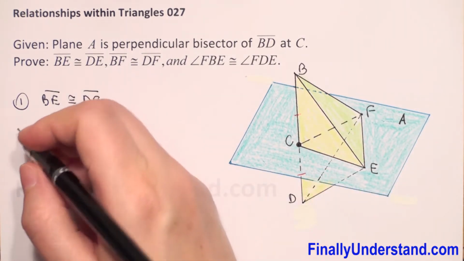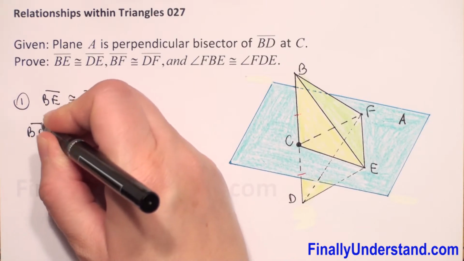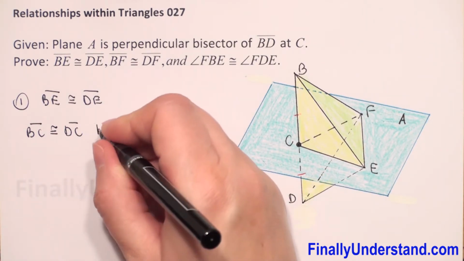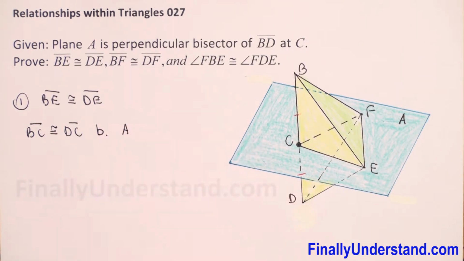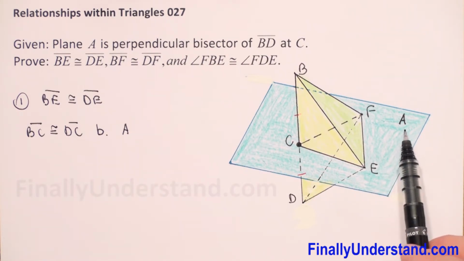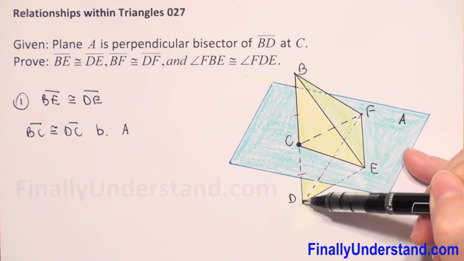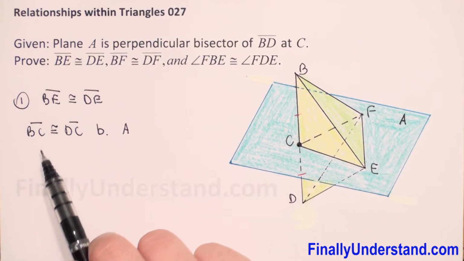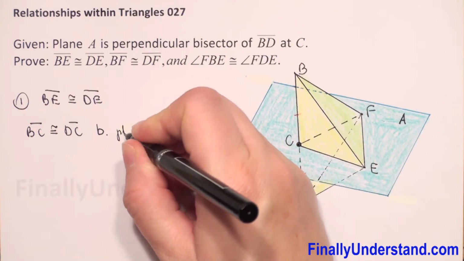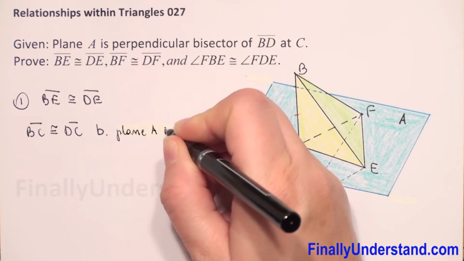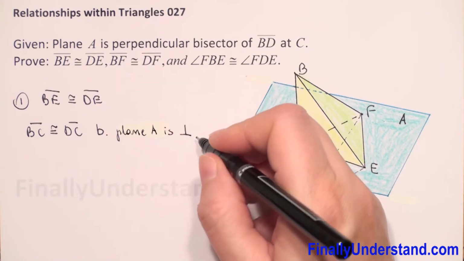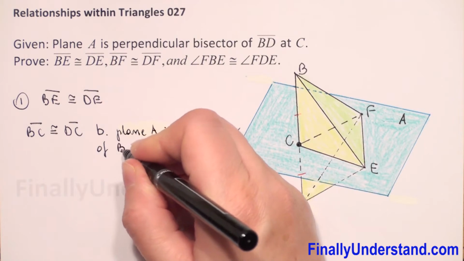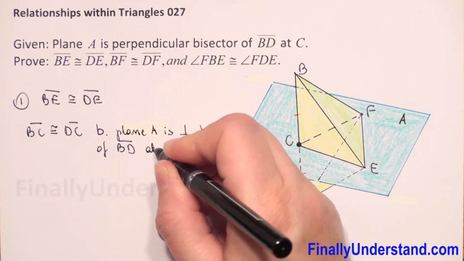We have that BC segment is congruent to DC segment because plane A is the perpendicular bisector of BD segment at point C. So we have a statement because plane A is the perpendicular bisector of BD segment at C.